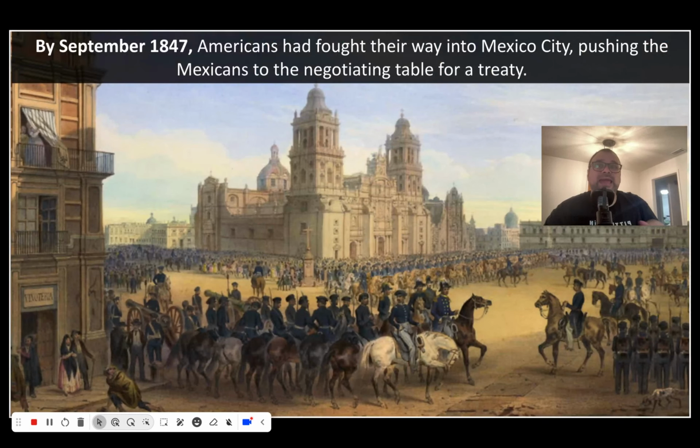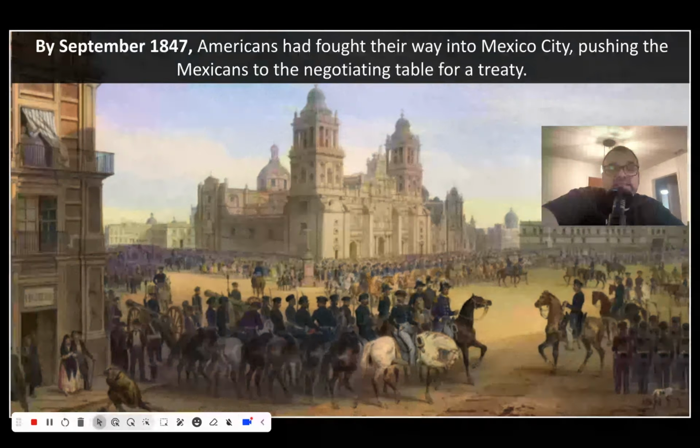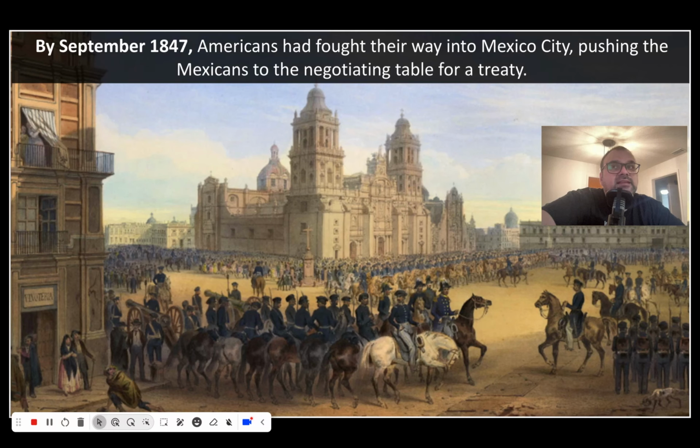And then when we get to September of 1847, so just over a year after the war had begun, Americans actually fought their way into the capital, into Mexico City, and claimed the presidential palace and won control of that. And that really pushed the Mexicans to the negotiating table, because if they didn't negotiate, the United States would have most likely taken over the country. We would have taken over Mexico. So again, this is September of 1847.